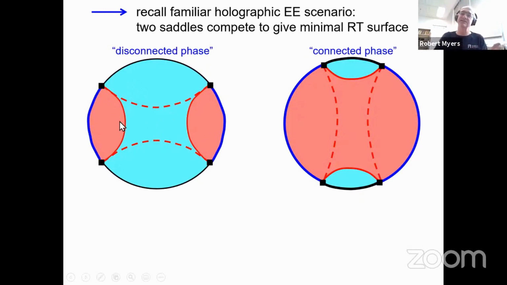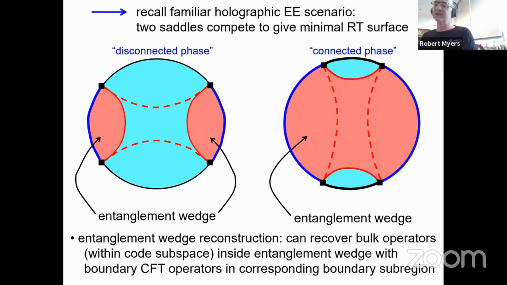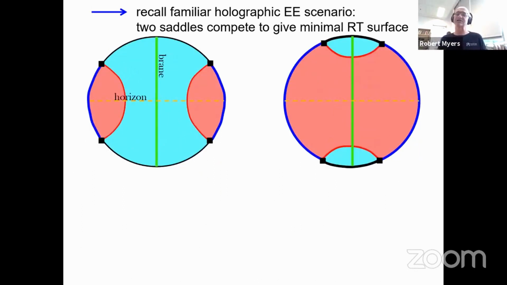In this phase, the 2 caps are the minimal area surface, and so that's why I've shaded them in. For larger regions, it may be that these connected surfaces are what provide the dominant saddle point and give the entanglement entropy. There are some comments about entanglement wedge reconstruction. That won't be important. So all I'm going to do is take those 2 pictures and draw some lines on them.